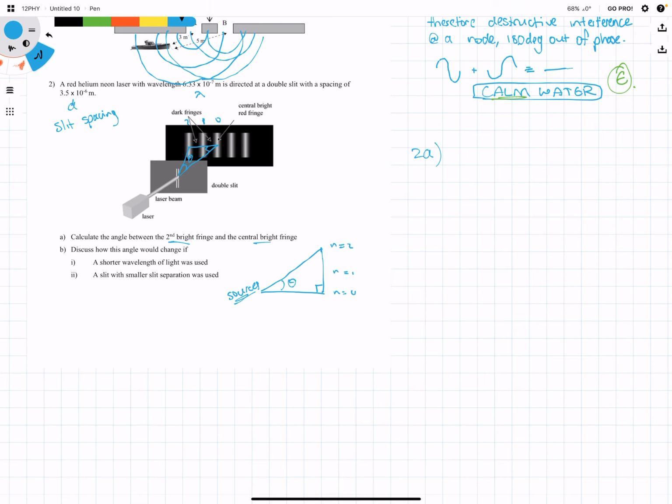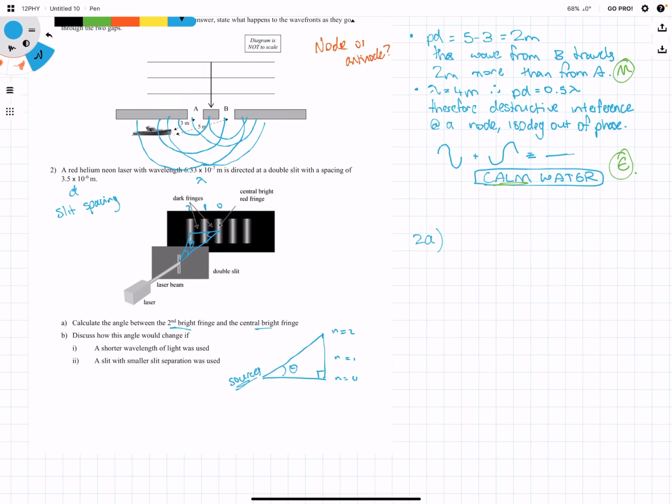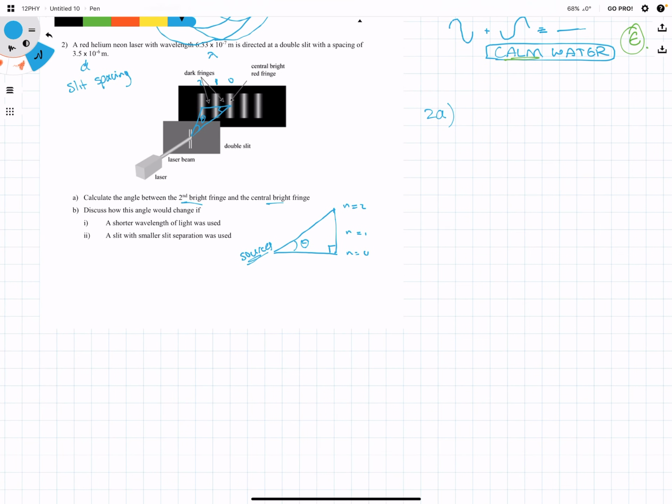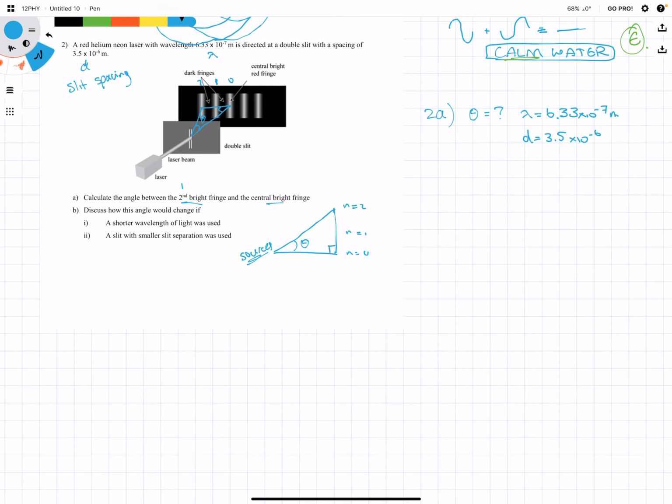So this is where we actually use the equation they gave us at the top, n lambda equals d sine theta. We want to know theta, our unknown. We've got lambda equals 6.33 times 10 to the negative 7 meters. We've got d equals 3.5 times 10 to the negative 6 meters. And we know we're looking for the second bright fringe, so n equals 2.